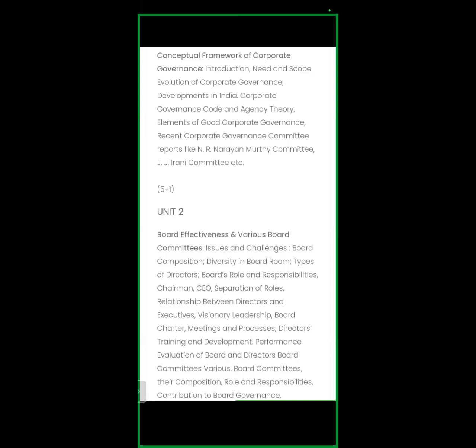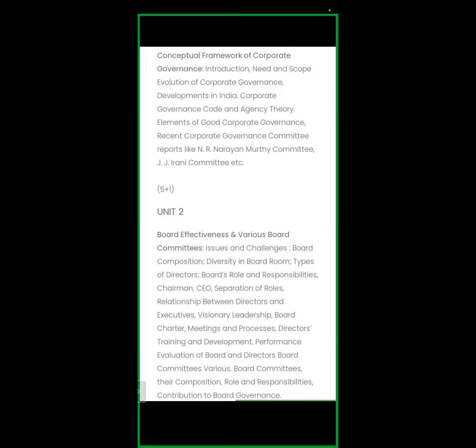Now, corporate governance consists of two words. One is corporate, the other one is governance. Corporate, we all are aware of. What is the meaning of corporate? Corporate is which is related to business, which is related to business activities, which is related to companies, that is corporate. Governance is the rules and regulations by which the companies should function.